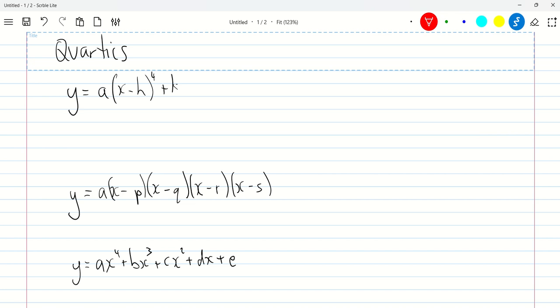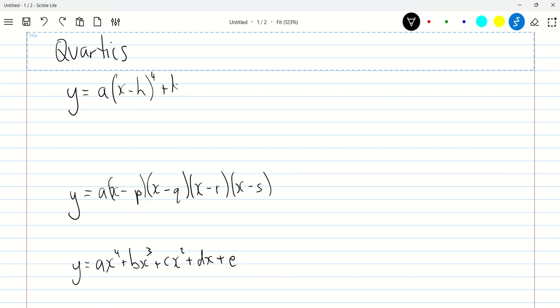So again, there's three different forms we can get quartics. Firstly, you can get it in turning point form, and we'll have a look at that in a second. Then factorized form, again really nice, really simple, or general form, probably the hardest of all three to be able to figure out. So let's have a look at what each of these look like.